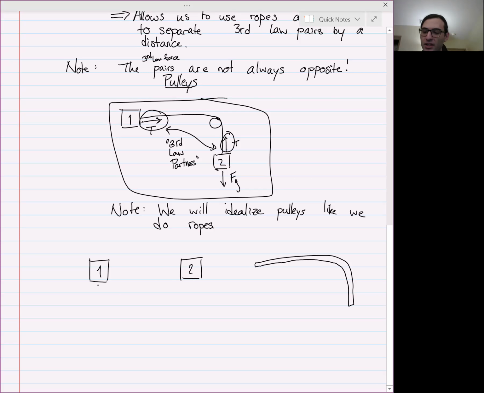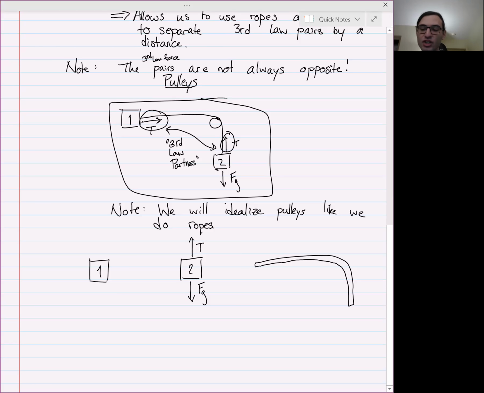So let's start with block two. So there'd be a force of gravity downwards. And we know that there will be a tension force upwards. Now, why is there a tension force upwards? Well, basically, the rope is the thing that acts to pull the block up. If it wasn't there, the block would just fall. So we know that there's going to be a tension force upwards. By the way, we will often abbreviate tension force with just a capital T.